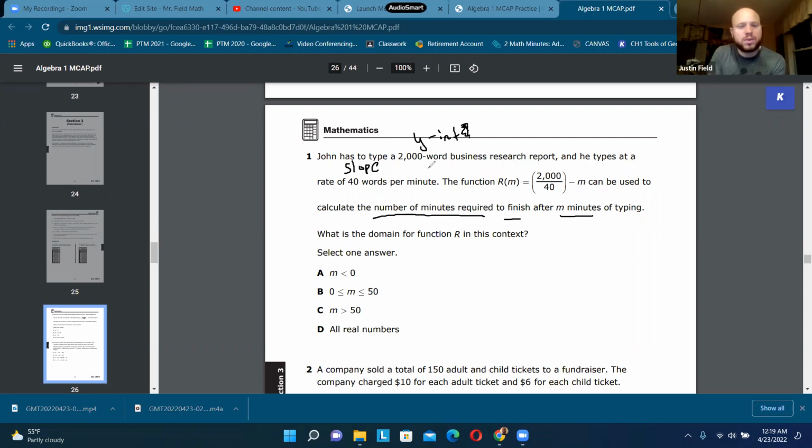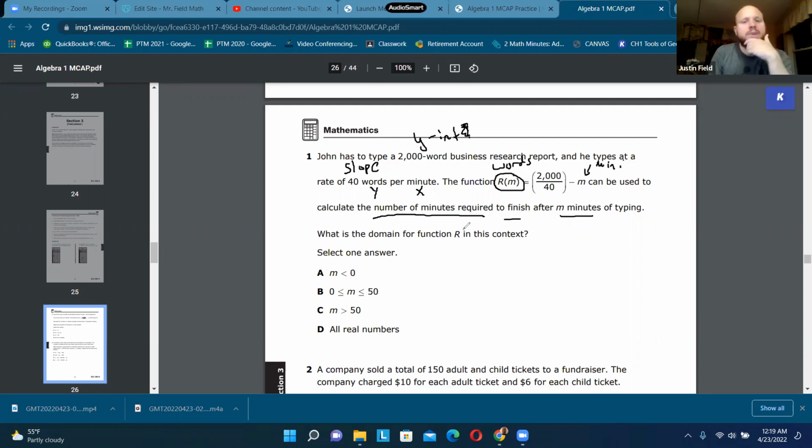Oh, so words. He types at a rate of words, so it's y, x, or you know, m. Okay, so this is words, and then m is minutes. All right, so what is the domain of function r in this context?